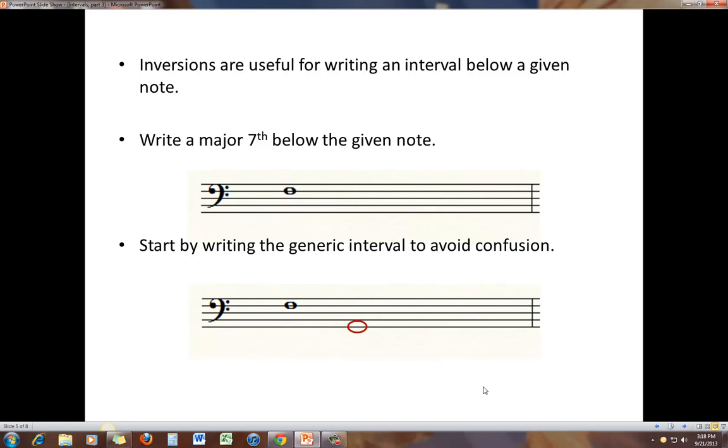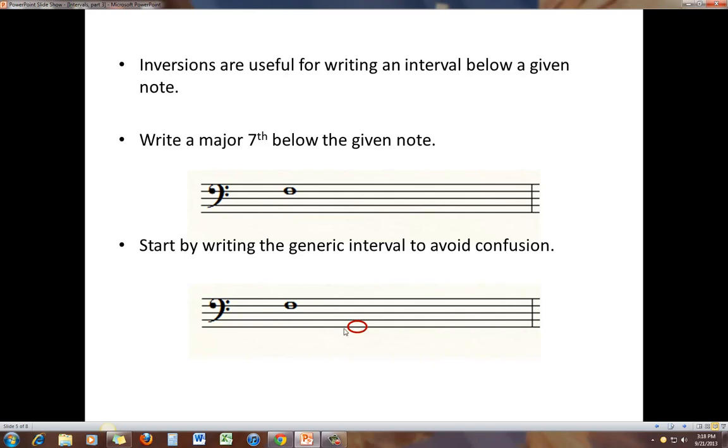One way that inversions can be useful is when you are asked to write a large interval below a given note. That can be a confusing situation. Instead, I like to sometimes think about the inversion. So in this example, let's say we would like to write a major seventh below this F. The first step that I would do is write in the generic interval, just so you don't get confused in the end. And generically, some kind of seventh below an F is going to be a G.